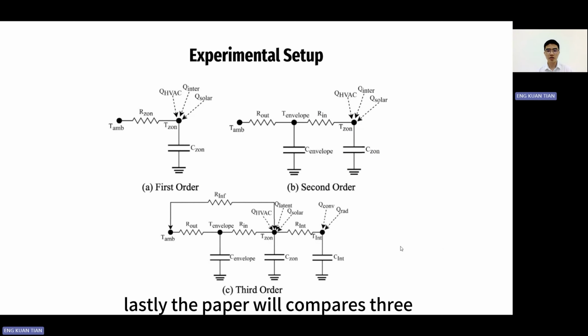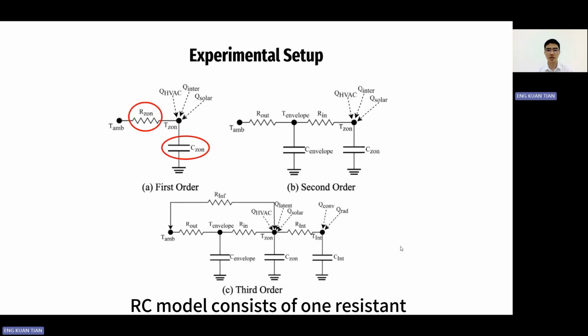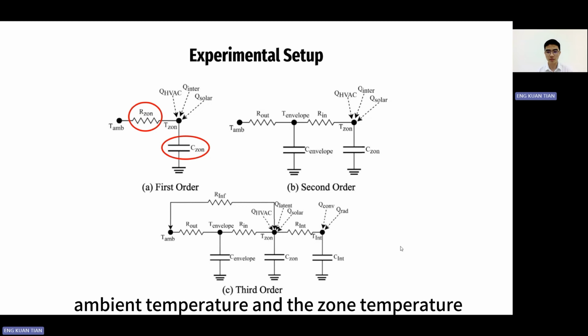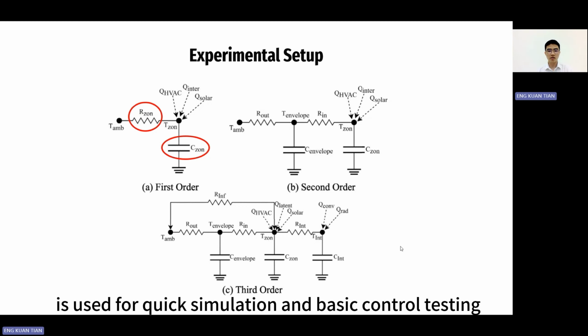Lastly, the paper will compare 3 RC thermal models used to simulate building thermodynamics in BOPTEST. The first order RC model consists of one resistance that represents heat transfer between the ambient temperature and the zone temperature, and one capacitance that stores thermal energy. It is used for quick simulation and basic control testing.